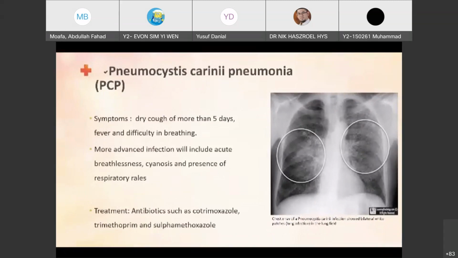Symptoms of PCP may include a dry cough of more than 5 days, fever, and difficulty in breathing. In physical examination, they may show minimal signs, but more advanced infection will include acute breathlessness, cyanosis, and the presence of respiratory rales. In early PCP, they may be asymptomatic. For the treatment of PCP, we can use antibiotics such as cotrimoxazole, trimethoprim, and sulfamethoxazole.